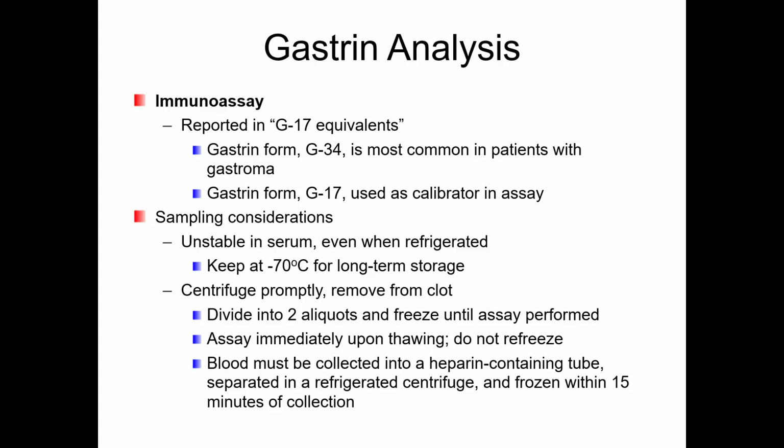Sampling considerations: it is unstable in serum even when refrigerated, so it has to be kept at -70 for long-term storage. Once we collect the specimens, we have to centrifuge them right away, remove from the clot, divide them into 2 aliquots, and freeze until the assay is performed. Assay immediately upon thawing, do not refreeze. Blood must be collected into a heparin-containing tube, separated in a refrigerated centrifuge, and frozen within 15 minutes of collection.